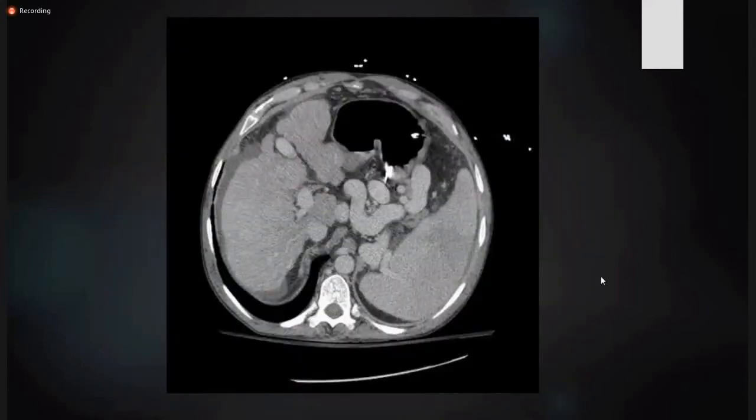This is how it looks like on CT. Liver is again irregular, shrunken with irregular margins. The large white tubular structures you see in the center of the abdomen are the varices, and spleen is enlarged. And the hypodensity surrounding liver is the ascites. So this is chronic liver disease with portal hypertension.